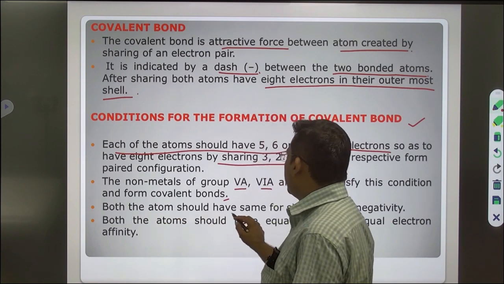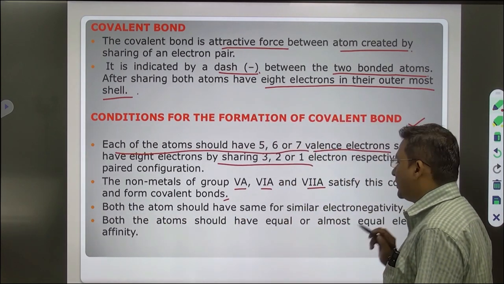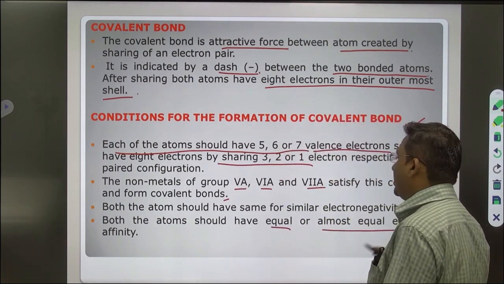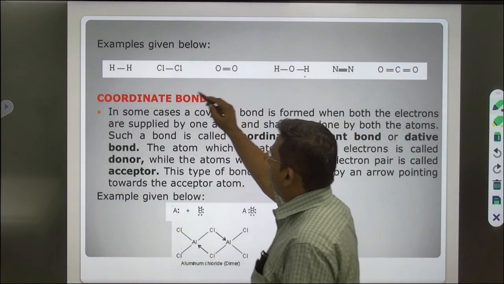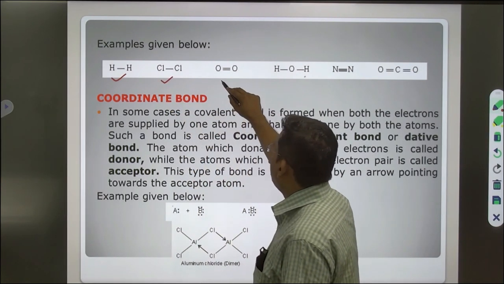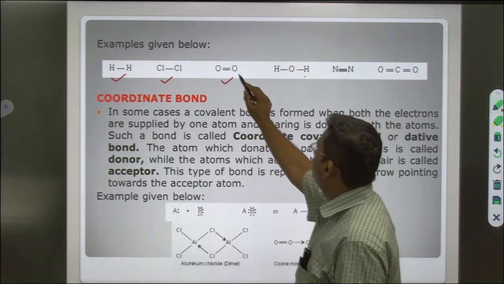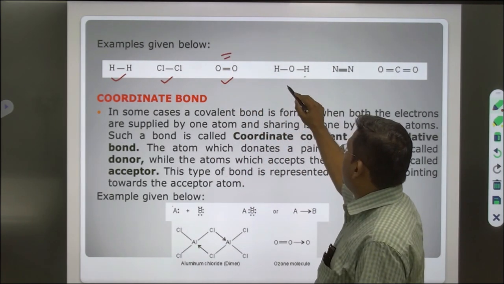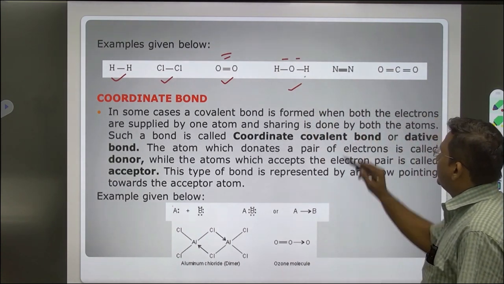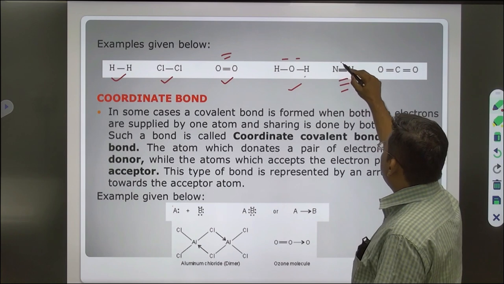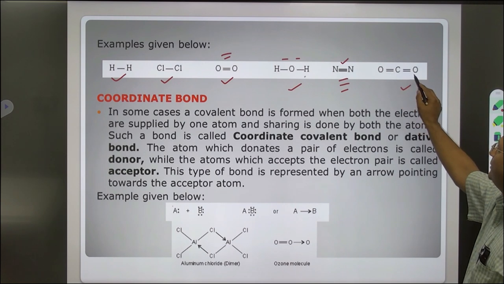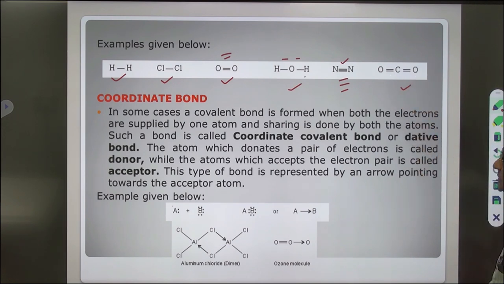Both the atoms should have the same or similar electronegativity. Both atoms should have equal, or almost equal, electron affinity. Examples are given below: hydrogen-hydrogen covalent bond, hydrogen chloride covalent bond, oxygen-oxygen covalent bond where two covalent bonds take place, H2O with covalent bonds between hydrogen and oxygen, nitrogen-nitrogen triple bond in N2, and CO2 with two covalent bonds between carbon and oxygen.